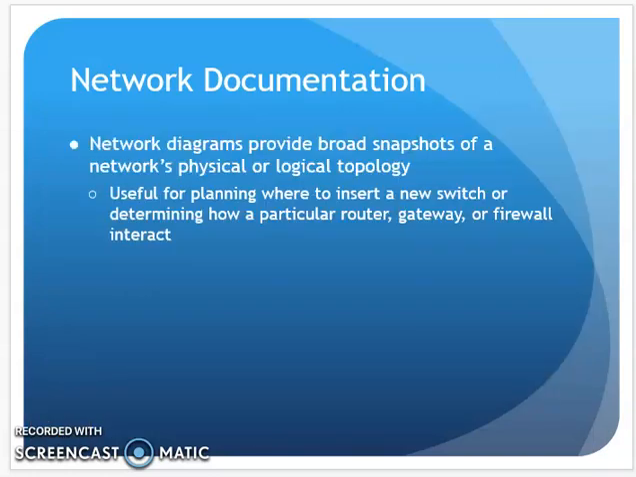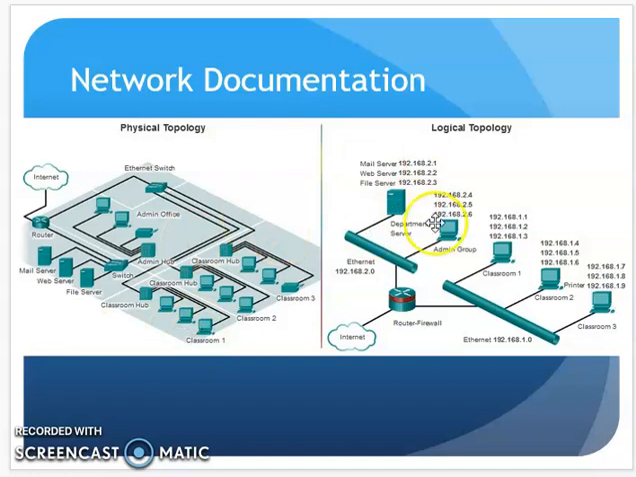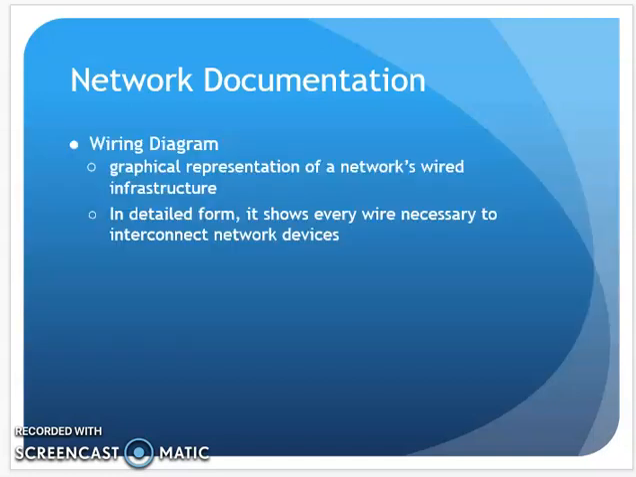The network diagram gives you a broad snapshot of topology, physical, logical, things about my network, and I might use more than one diagram to show where things are physically located, but how logically they're connected. So this shows what is connected and where. This is showing logically things about IPs, subnets, that sort of stuff about my network.